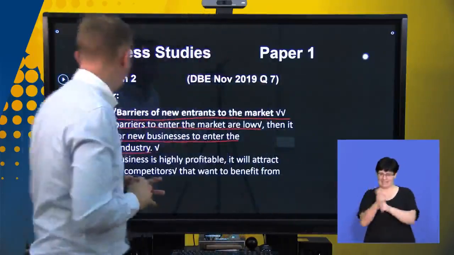However, how much more difficult is it if you want to start your own little coffee shop or a mobile coffee shop? There it's going to be a lot easier. So people would be able to enter the coffee market a lot easier than they would be able to start their own cell phone network.